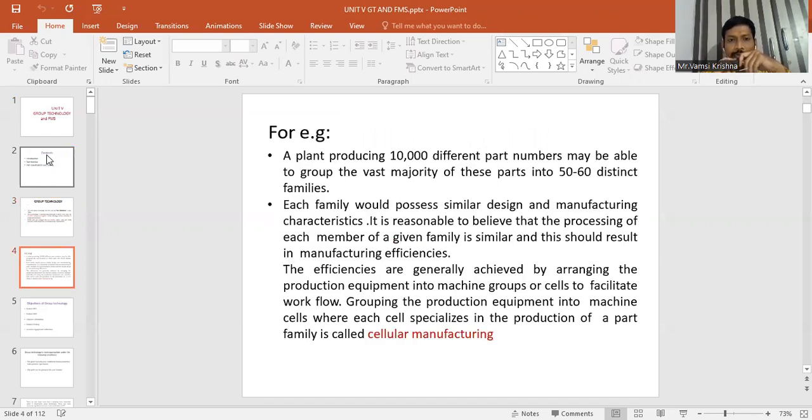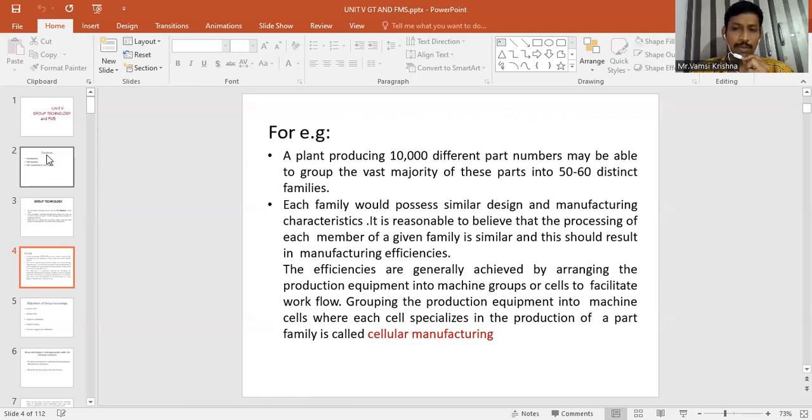For example, let us say a plant or a manufacturing company is producing 10,000 different part numbers. It may be able to group the vast majority of their components into 50 or 60 distinct families. That means a group of product varieties. If you have 50 or 60 different types of product varieties, each product variety would possess similar design and manufacturing characteristics.